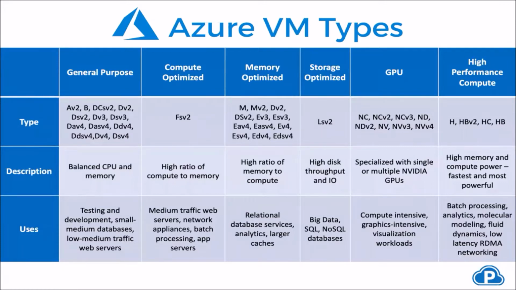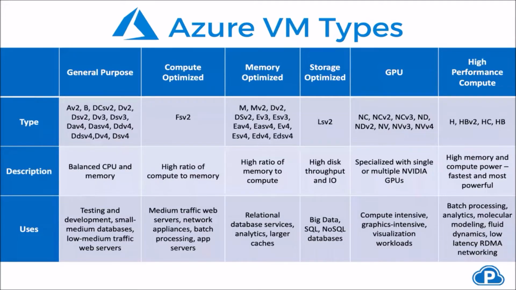The second one in this family is compute optimized. This type of virtual machine is used when we need a high ratio of compute to memory. Fsv2 is one of its important series, and this type of virtual machine is used for medium traffic web servers, network applications, batch processing, and app servers.